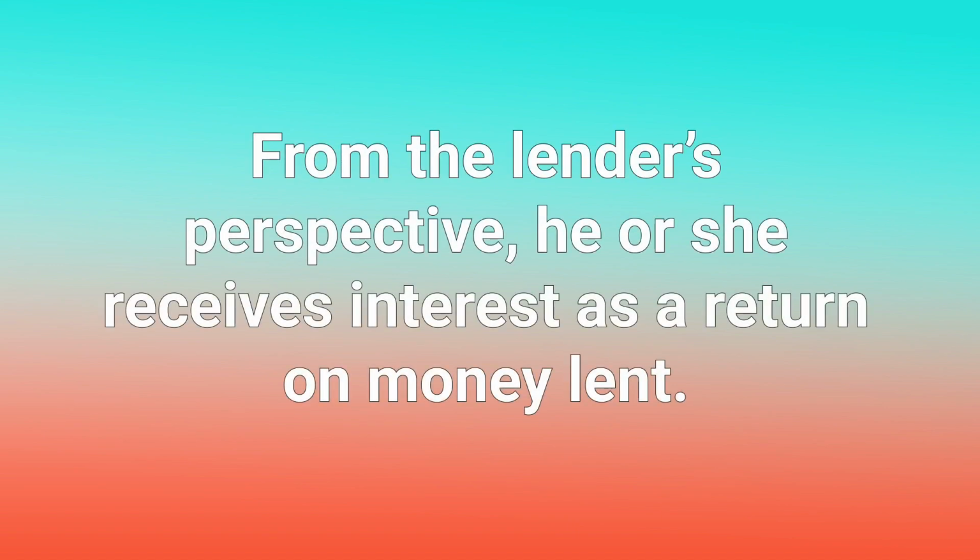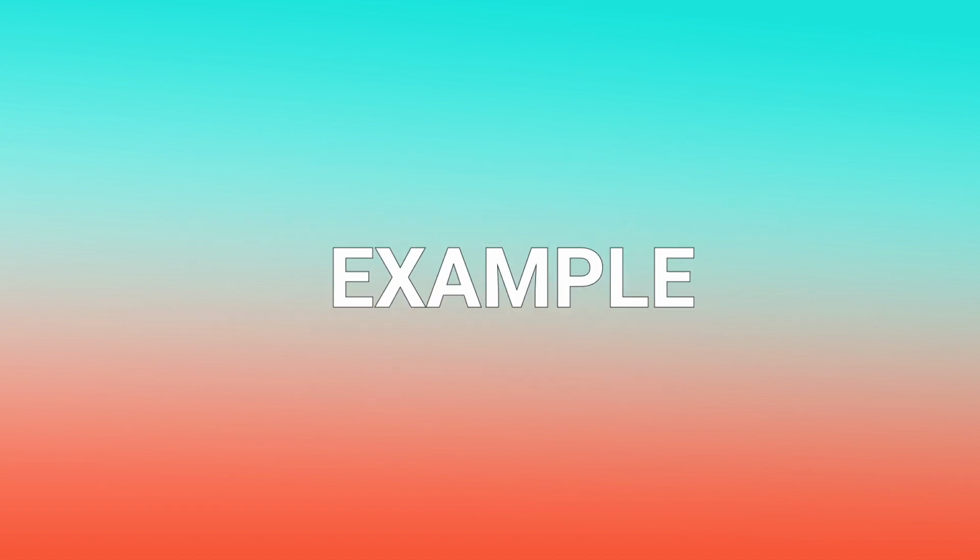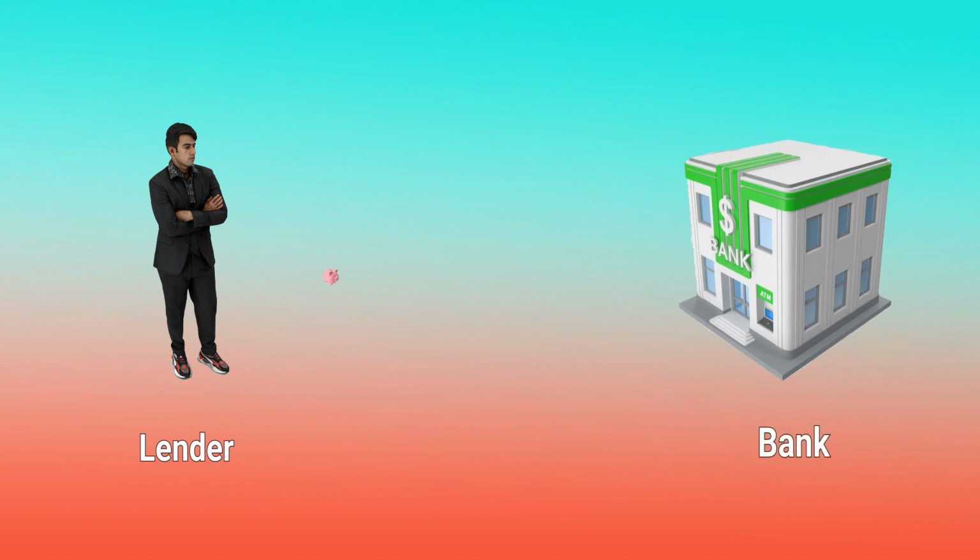From the lender's perspective, he or she receives interest as a return on money lent. For example, if Thomas invests funds at a bank, he's lending money to the bank. Whilst his funds are invested and the bank has use of the funds, he will receive interest income on the amount he's invested. This normally happens once a month.